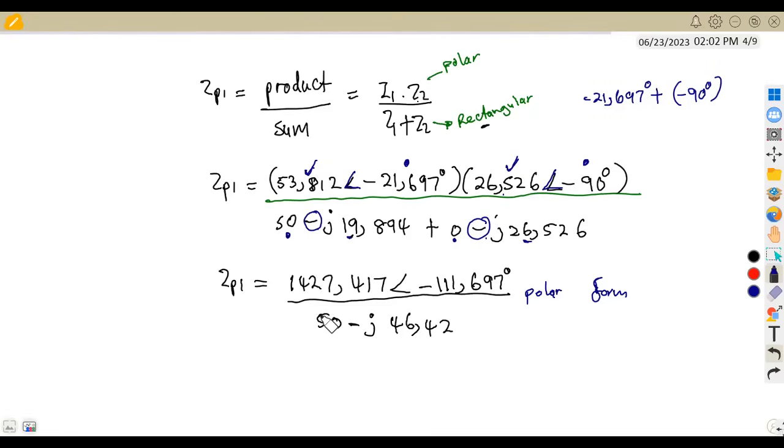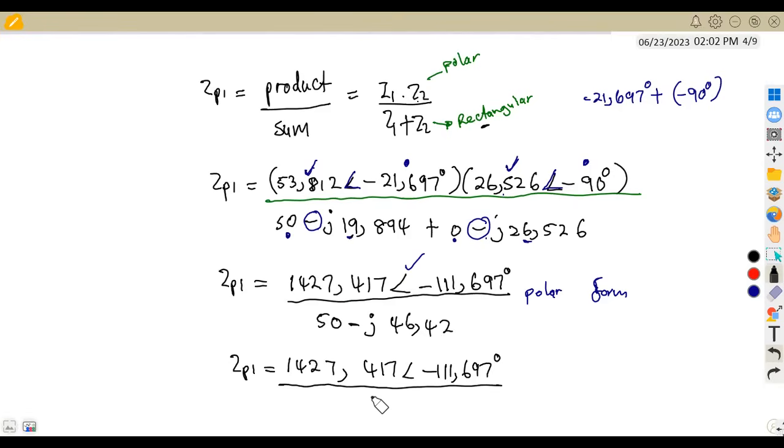So if it is best for us to deal with the division in polar form, it means we can change our denominator here into the polar form because the first part is already in polar form. So we are going to change our denominator to polar form. So this will remain as it is, 142.7417 angle of minus 11.697 degrees. All right, everything over this in polar form.